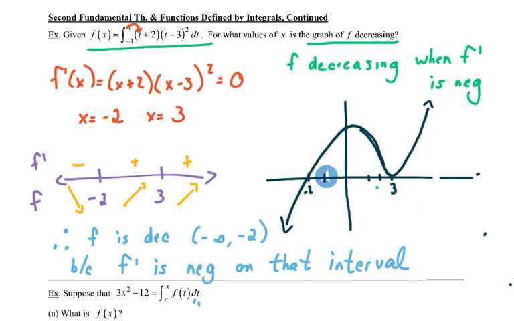Alright, so this is just kind of a visual for you to see, but that will give you the interval that will answer this question about where the graph of f is decreasing. It's decreasing from negative infinity to negative 2 because the derivative is negative on that interval.